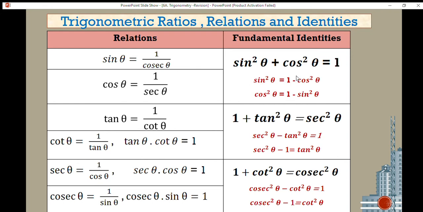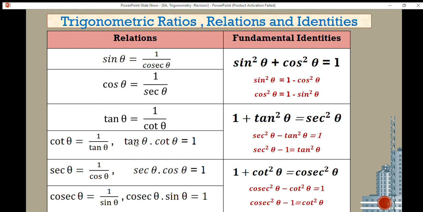Now these are the relationships between trigonometric ratios, their relations and the identities. See, these are the relations and are the fundamental identities. The relations are sine means 1 upon cosec. They are the reciprocals of each other. Cos and sec, they are the reciprocal of each other. Similarly, tan is the reciprocal of cot, or they are the reciprocals of each other.